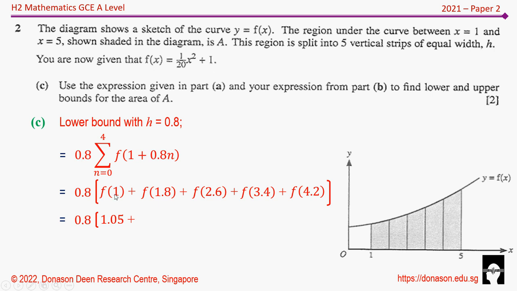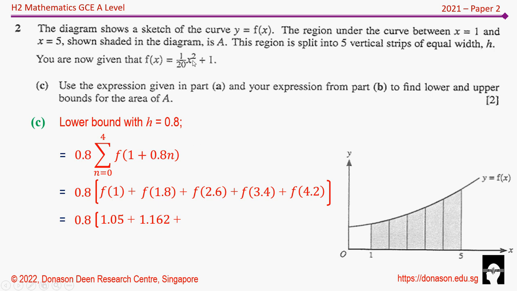So you replace the x with 1. So 1, if you square it, it's going to become 1 squared. 1 squared times 1 over 20 is simply going to be 1 over 20, plus a 1, which is of course going to become 1.05. You take x equals 1.8 and you put in here 1.8 squared times 1 over 20 plus a 1. That should give you this value here, which is 1.162.